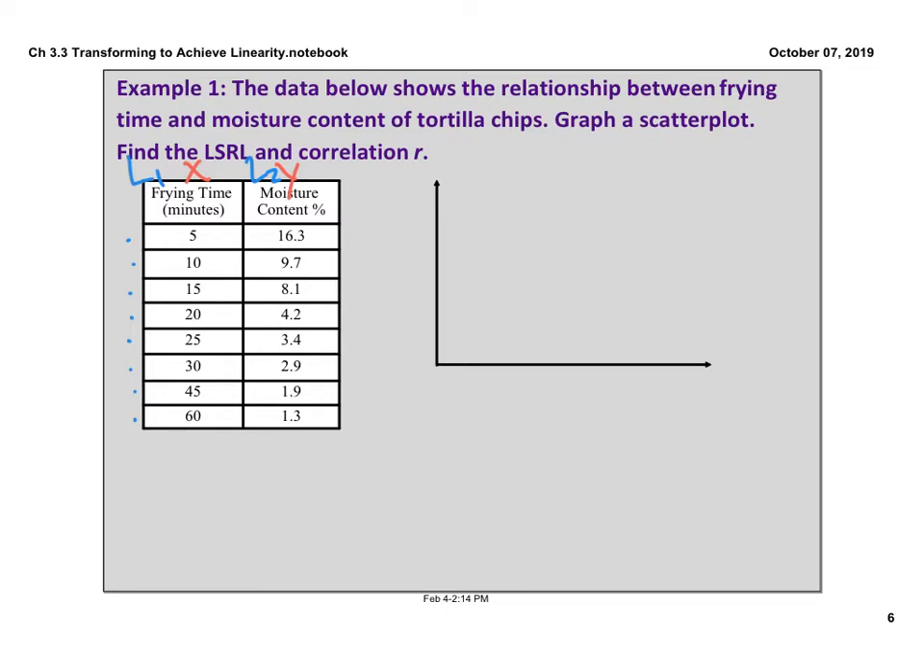Now I'll go over and put my response variable into L2. 16.3, 9.7, 8.1, 4.2, 3.4, 2.9, 1.9, and 1.3. All right. So there's my L1 and L2. Now I'm going to go to that stat plot. I'm going to turn my stat plots on. Make sure you clear out the residual. If you did a residual graph the last time you did a stat plot, I'm going to change that back to L2. So I want my X list to be L1. I want my Y list to be L2 instead of residual. My residual was still in there from the last time. So then I'm going to go zoom 9 and get my scatter plot.